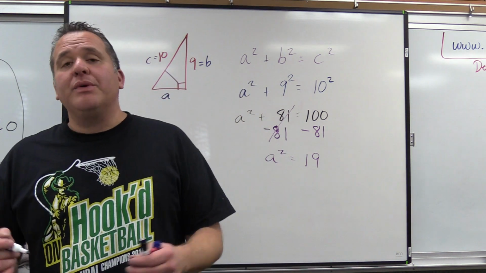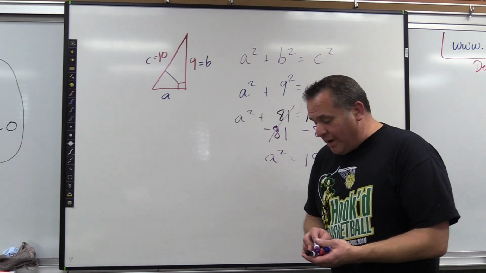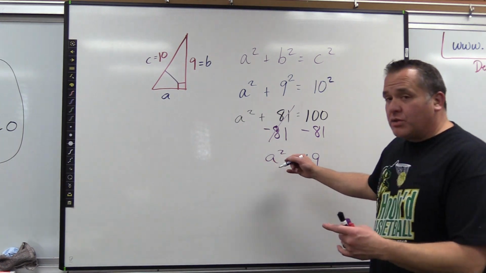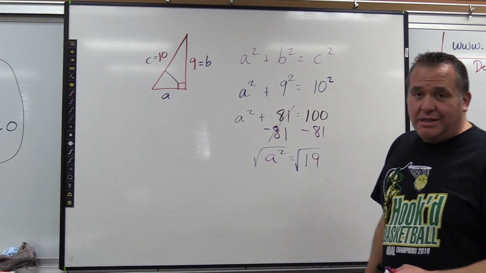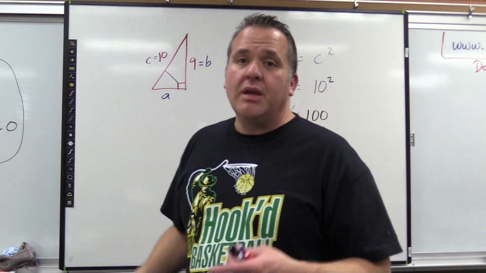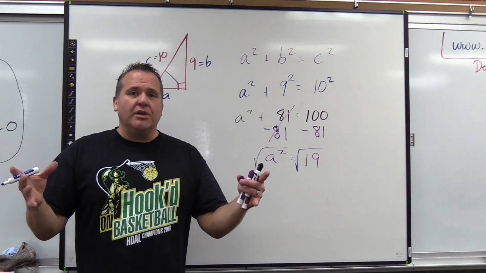Next, how do we get rid of that squared on the A? Square root. So I'm going to take this A squared and square root this side, and then square root the 19. Now, a squared and a square root, they cancel each other out.